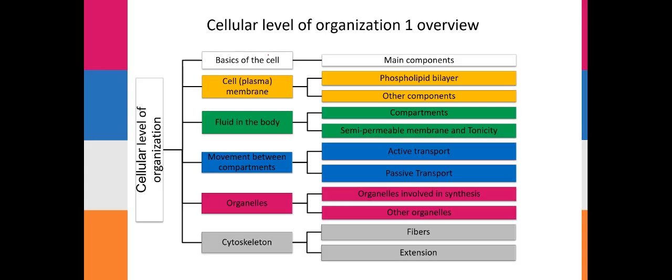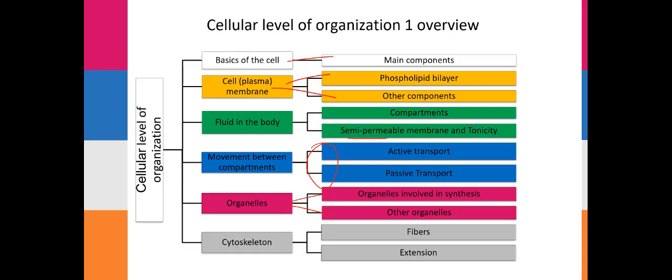So we're going to start with just the basics of the cell, moving on to the composition of the cell membrane and what's on it, and then thirdly to fluid in the body, the different compartments that exist, and we're going to explore the concept of a semi-permeable membrane and tonicity. We're also going to talk about how things move between compartments, and so we're going to look at two different types of transport. We're going to look at different organelles, baby organs that exist in the cell, and then we're going to finish off with a discussion on the cytoskeleton, right?